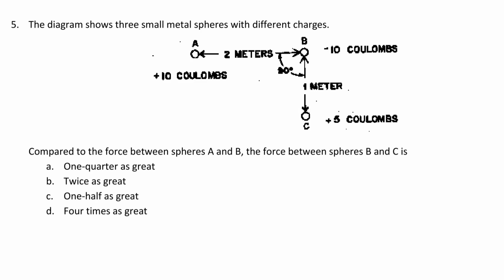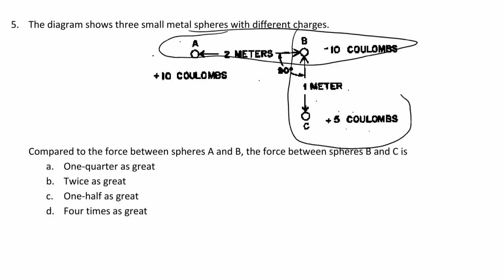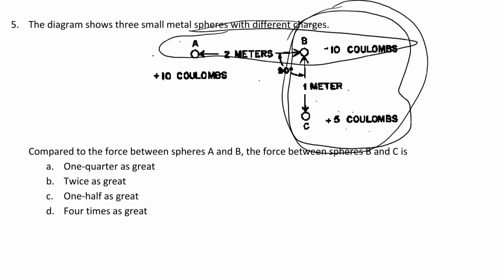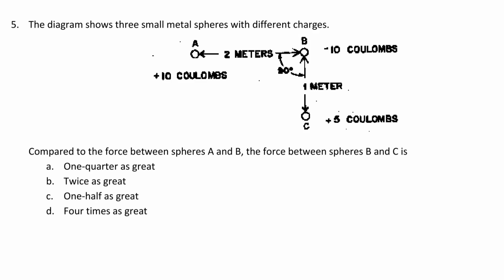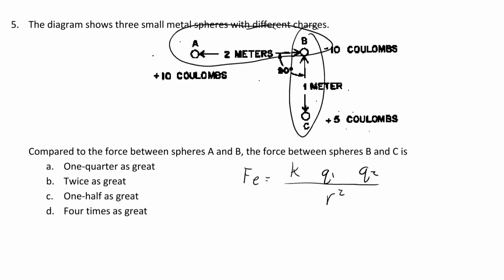It says compared to the force between spheres A and B, the force between spheres B and C is what? So okay, let's see. Well, you're changing the coulombs and you're changing the distance. So let's set up our base case. Fe is equal to K Q1 Q2 over R squared. And from A to B to C, what happened to our radius?